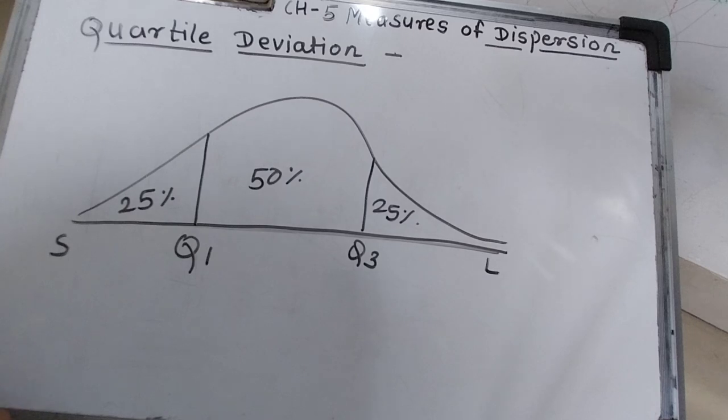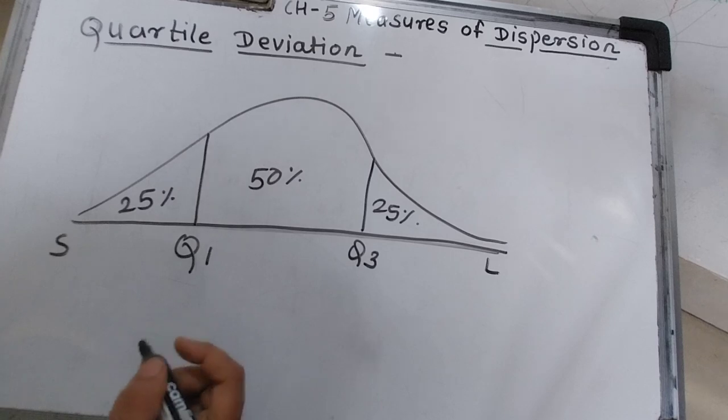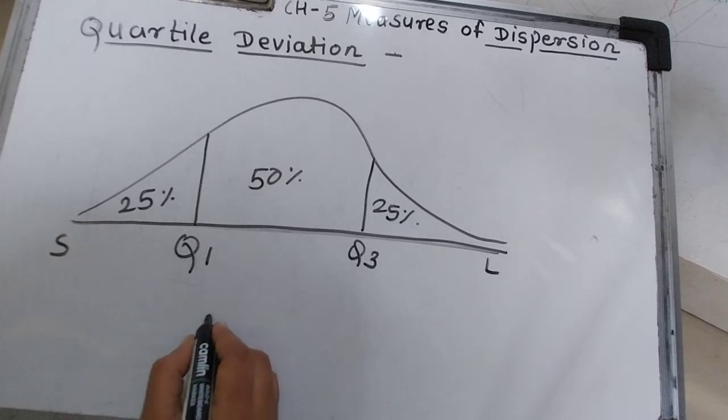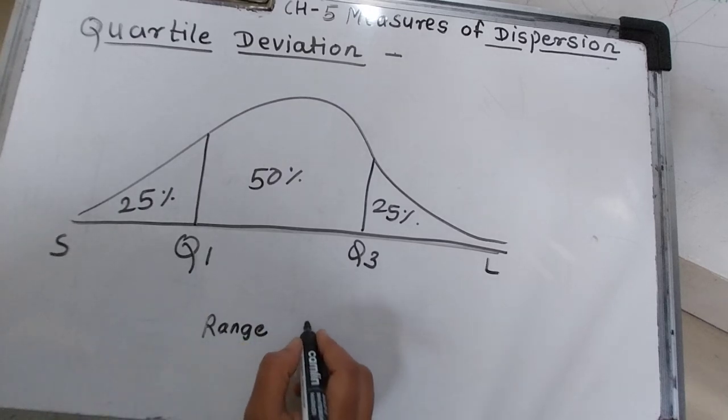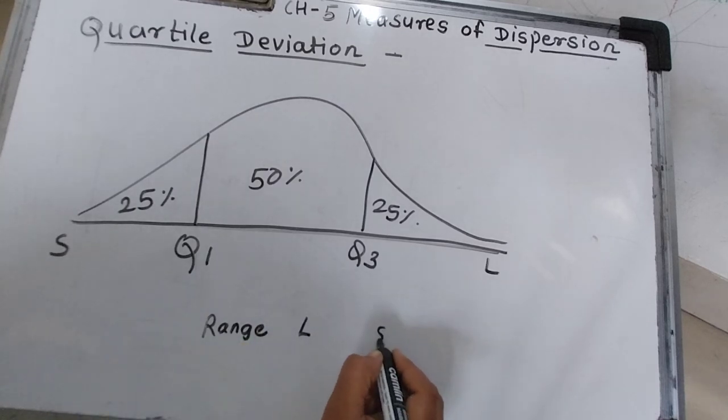Next topic is quartile deviation. See, the range uses only two extreme values. We studied the range, and the range uses only the two extreme values, the large value and the small value.